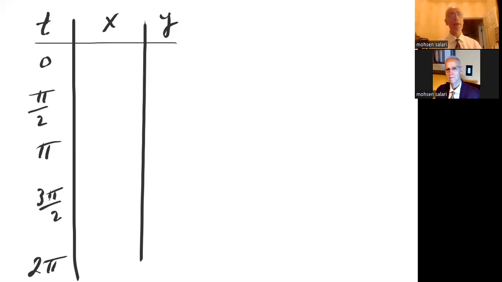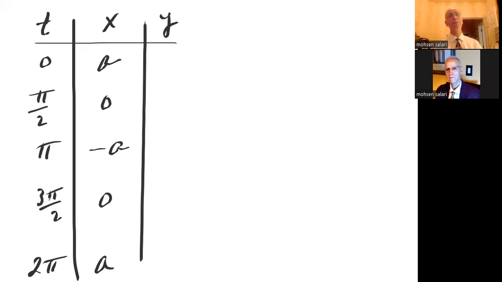Okay. x is determined by a cosine of t. Cosine of 0 is 1, 1 times a is a. At pi over 2, cosine of pi over 2 is 0, times anything is 0. Then cosine of pi is -1, so I get minus a, and then 0 again, and I'm back to a. Okay, how about y?